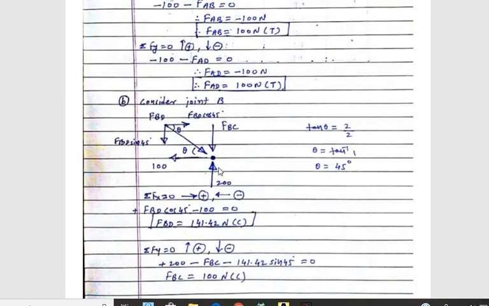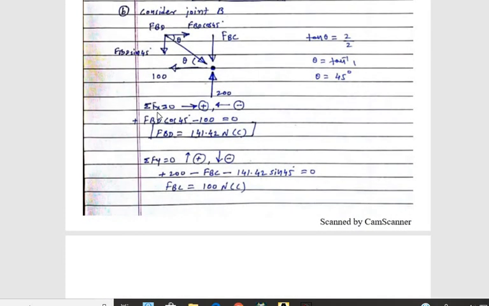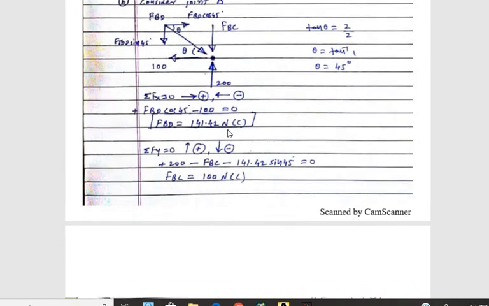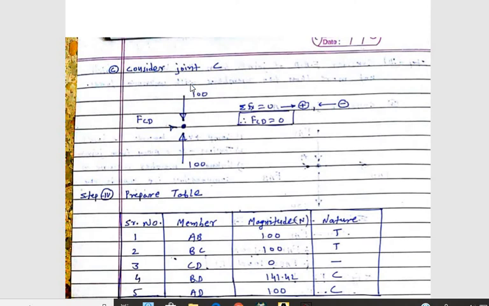Now after drawing the FBD of the joint, use these equilibrium equations: Fx equal to 0, right force positive, left force negative. So from this FBD, FBD comes out to be 141.42. And Fy is equal to 0. Upward force positive, downward negative. Plus 200 minus FBC, FBC comes to 100 Newton. Plus means compression. These are all. Now consider joint C.